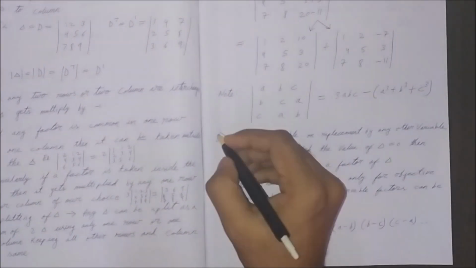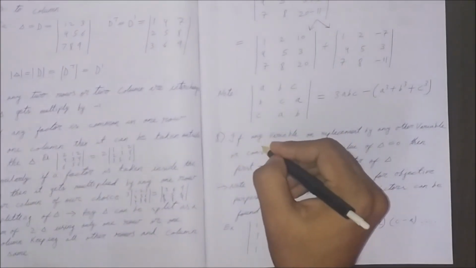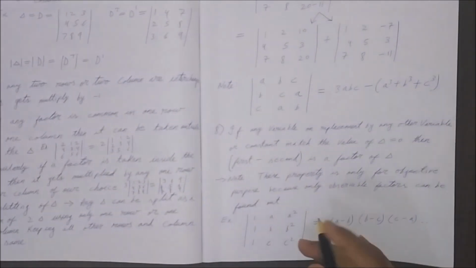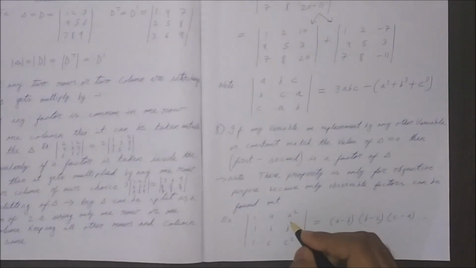So what is the eighth property of determinant? If any variable on replacement by any other variable or constant makes the value of determinant equal to 0, then first minus second is a factor of determinant. This property is only for objective purpose because only observable factors can be found out. Other factors we have, it's a long method, so no need of that.